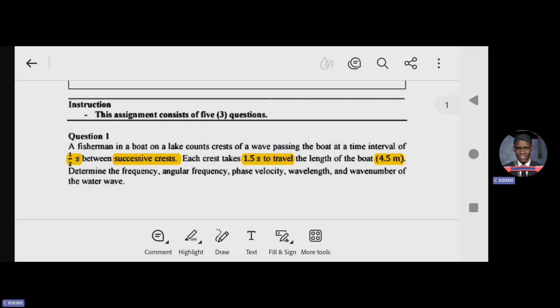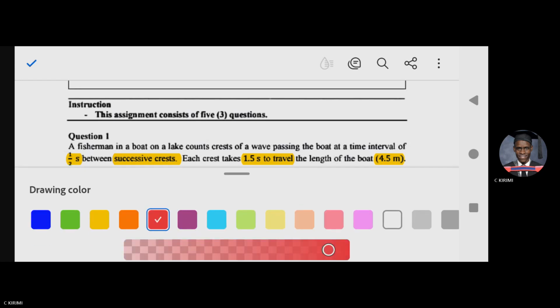A fisherman in a boat on a lake counts crests of waves passing the boat at a time interval of half a second between successive crests. Each crest takes 1.5 seconds to travel the length of the boat, which is 4.5 meters. Determine the frequency. The frequency we are referring to there is f.